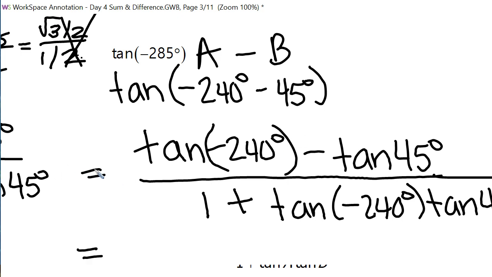Okay, negative 240 degrees terminates in which quadrant? Third. Quadrant 2. So here would be negative 90, negative 180, so negative 240 would be right here in quadrant 2. So in quadrant 2, would the tangent be positive or negative? Negative.